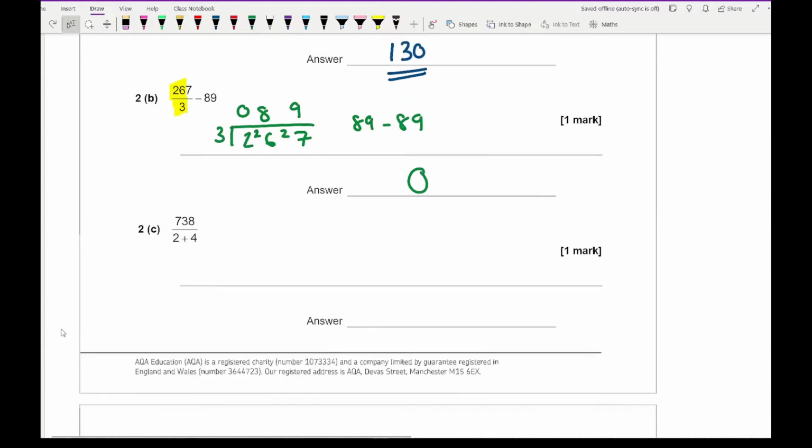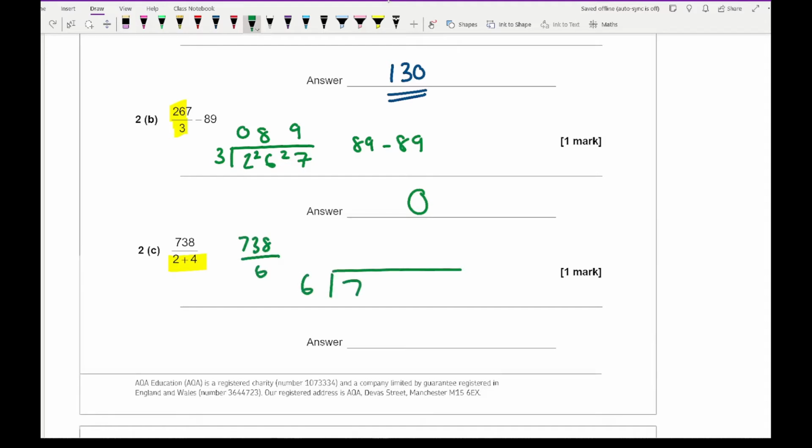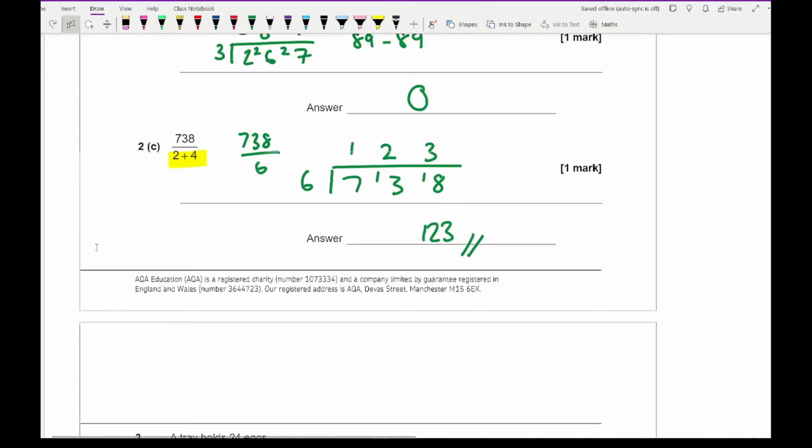Question 2c, let's do the denominator first. So here we do 2 plus 4, which is 6. So 738 divided by 6. So again, set up my bus stop, and that's going to be 1 remainder 1, 2 remainder 1, and 3, giving me a final answer of 123.